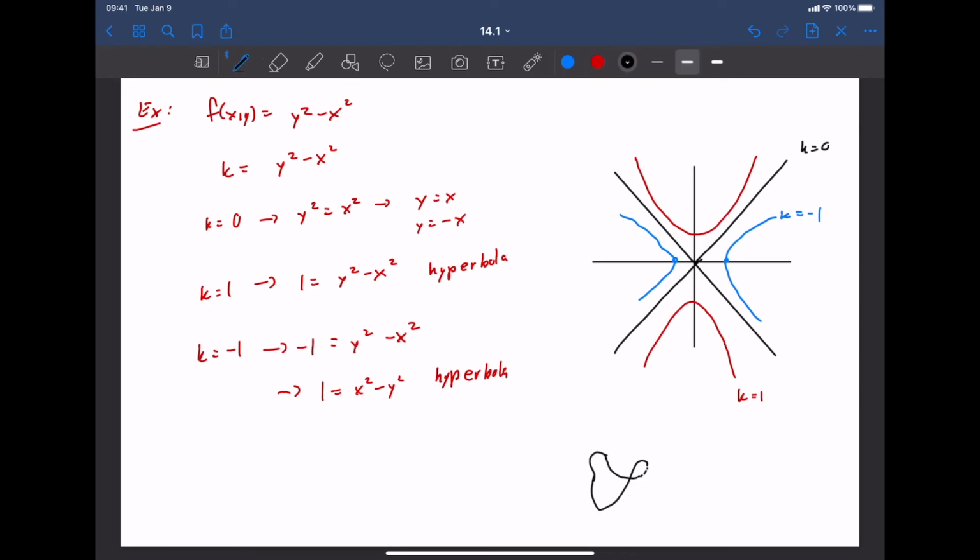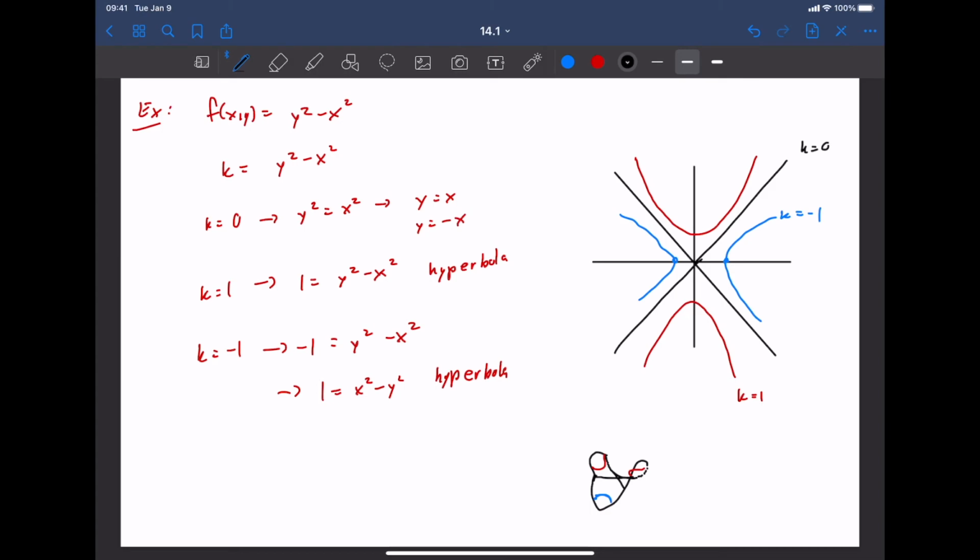Something like that. Where when we are below the xy plane, we're looking like that. And when we're above the xy plane, we're looking like that in the y direction. And in the xy plane, we have that kind of saddle. So, saddle. Picture it however you want.